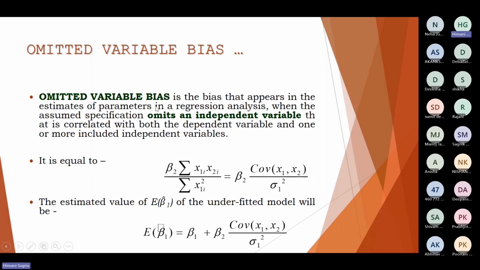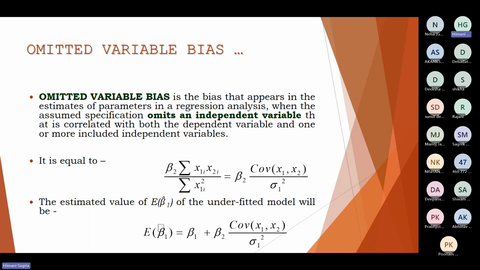So omitted variable bias means it is a bias that appears in the estimated parameters in the regression analysis when the assumed specification omits an independent variable that is correlated with both the dependent as well as the independent variables. That means the weight that is sitting in the error term was related to the age also. As the age increases, weight increases. It is directly related, and weight is also playing some role in explaining your dependent variable. So weight is that part which I have missed, which is related to the dependent as well as the independent variable. So we should not do like that.